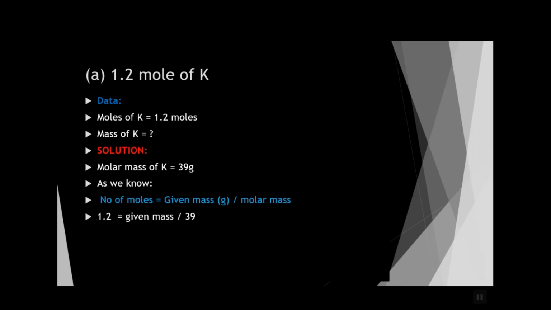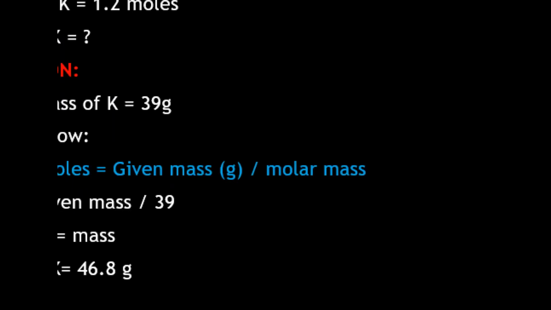Now number of moles are 1.2, that are already given, is equal to given mass, that is unknown for us, divided by 39. Now after multiplying 1.2 with 39 is equal to mass, and we get the answer, mass of potassium is 46.8 gram. So students, 46.8 gram is our answer.